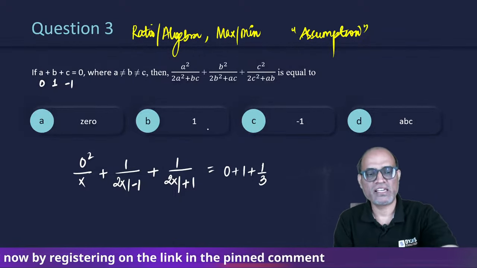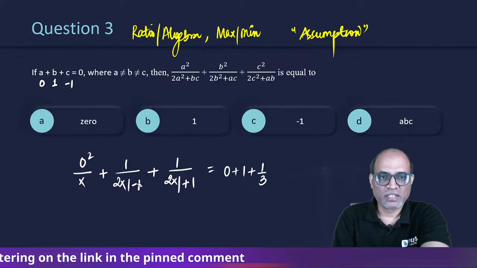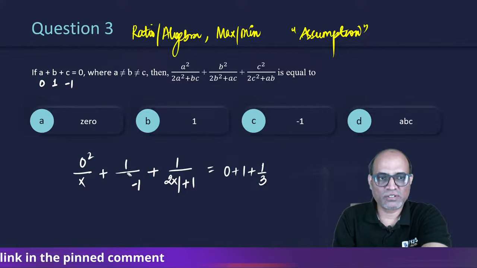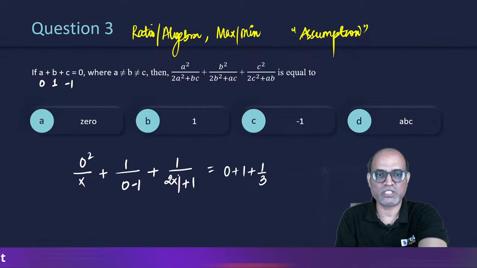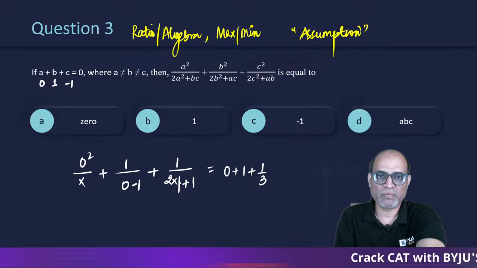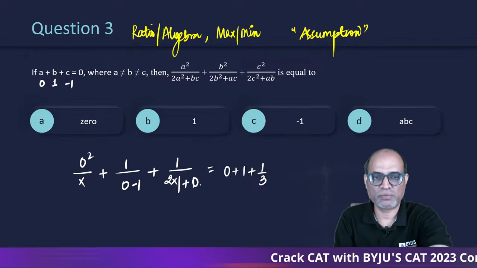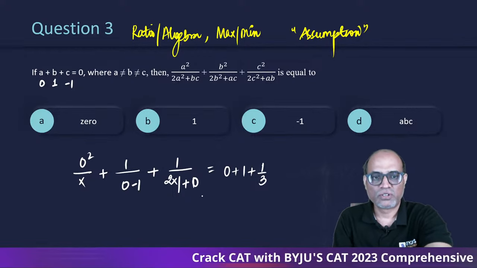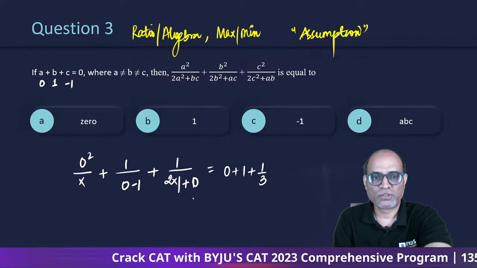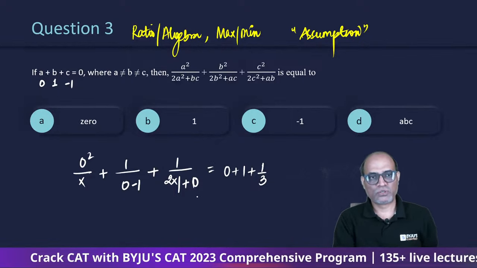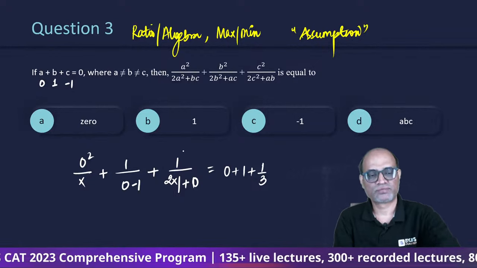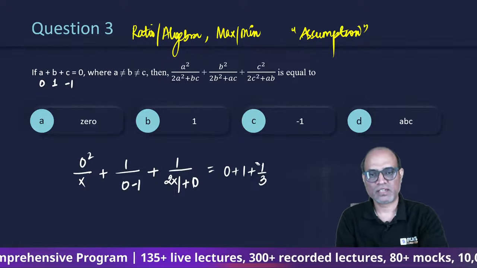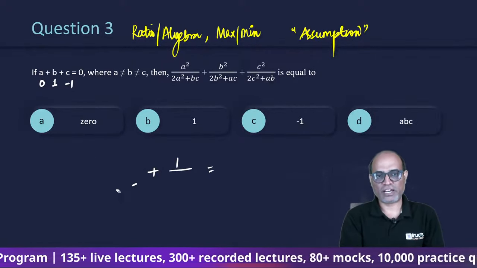Oh, sorry, a is 0 now. If a is 0, look, silly mistake. Thankfully, none of the options were matching. So b into c will be -1. And we get b square by 2b square plus ac. So this will be 0. 2b square. Sorry, I messed up from the first fraction itself.